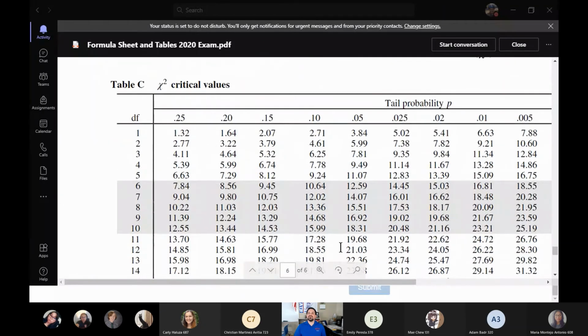All right. So hopefully you can see on the shared screen here, we have table C, which are our chi-square critical values. When we go to 6 degrees of freedom, which is our degrees of freedom for this particular test, notice that every value in this row is greater than 6.55, which is our chi-square statistic value. That means the chi-square statistic for this test, the 6.55, is somewhere to the left of 7.84, which means the tail probability, the p-value that we're going to use, is greater than 0.25.